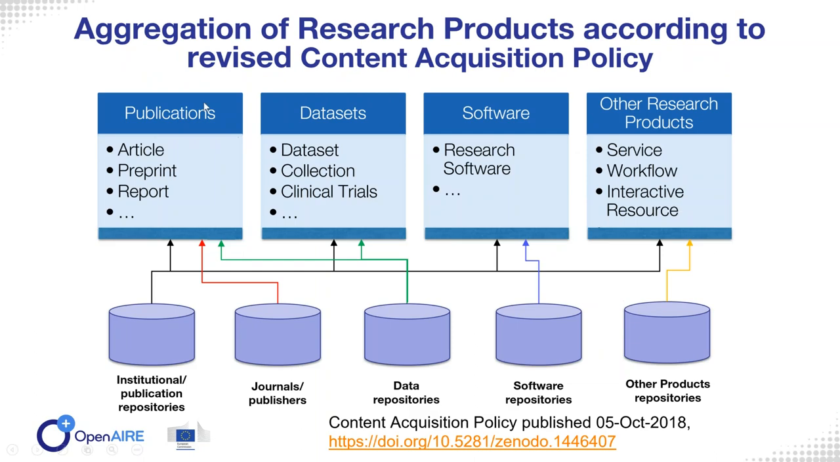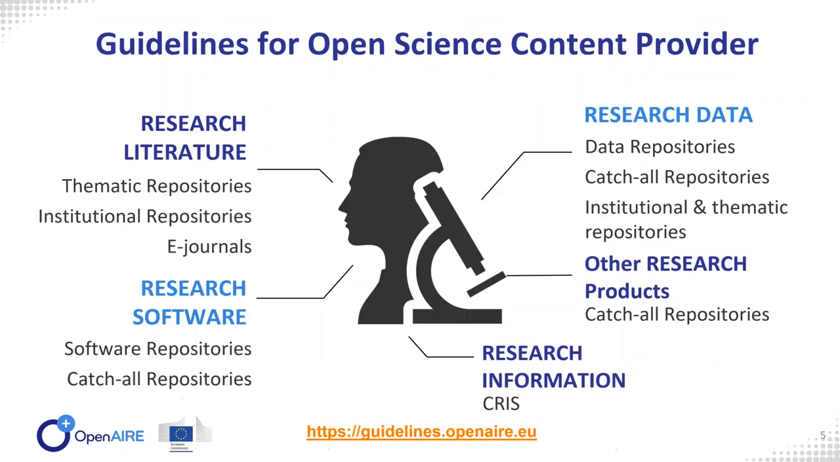And what happens now when you provide that content? So OpenAIRE has a content acquisition policy, which is really new, published 5th of October, and it describes for each case, for example, data repositories, they provide dataset collections, clinical trials. Journals and publishers, they provide articles, preprint reports, and more. And for each case that you saw before, there is a specific set of guidelines. So if you click guidelines, openaire.eu, you will read for each of these cases specific guidelines.